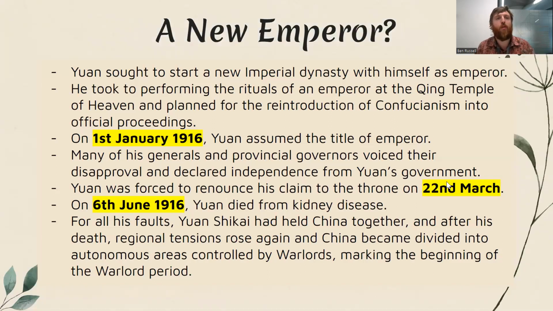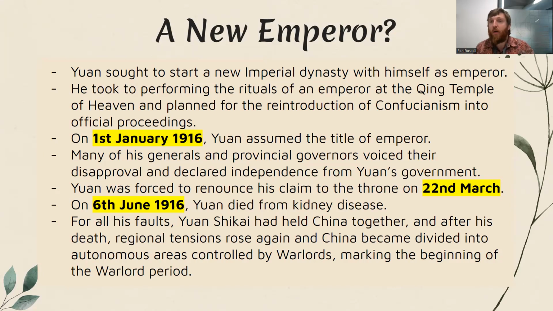A new emperor. Yuan sought to start a new imperial dynasty with himself as emperor. He took to performing the rituals of an emperor at the Qing Temple of Heaven and planned for the reintroduction of Confucianism into official proceedings. He started to wear imperial gowns. He had imperial teacups and really tried to frame himself as emperor of China. On the 1st of January 1916, Yuan assumed the title of emperor.